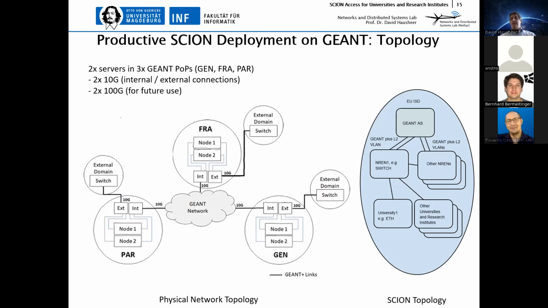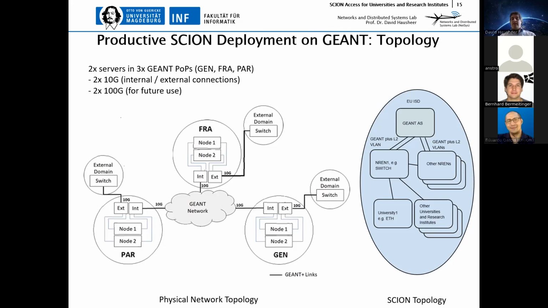So basically NRENs, any member of GÉANT, can join using a GÉANT Plus link. I will get into that in more detail later on, in order to be connected basically with a layer 2 VLAN. We also have these servers equipped with 100G interfaces, so we are prepared essentially to upgrade these nodes as well whenever this connectivity becomes possible.